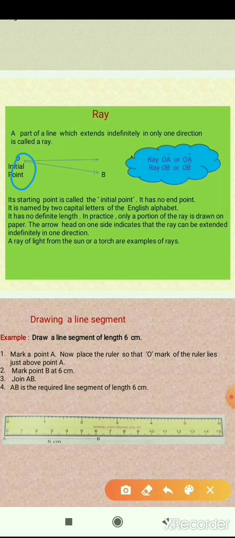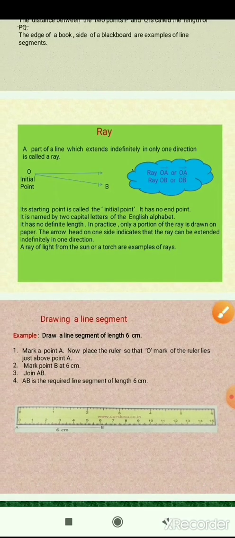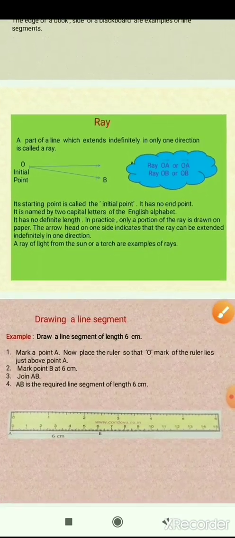Also the sun's light, the sun's ray, comes from the sun and reaches the ground. That distance is so much, meaning a ray of light can be extended indefinitely in one direction. So here we have learned about point, line segment and ray. Now we will see how to draw a line segment.